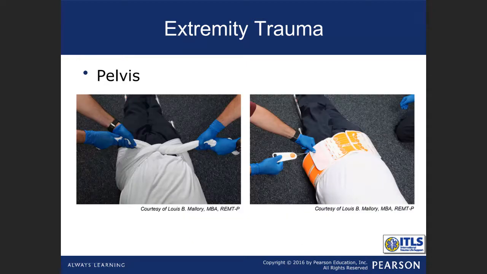For the pelvis, you can improvise using a sheet or you can use a pelvic splint. If an unstable pelvis is discovered, it should not be released until it is properly secured. And it's something that must be addressed within the field.